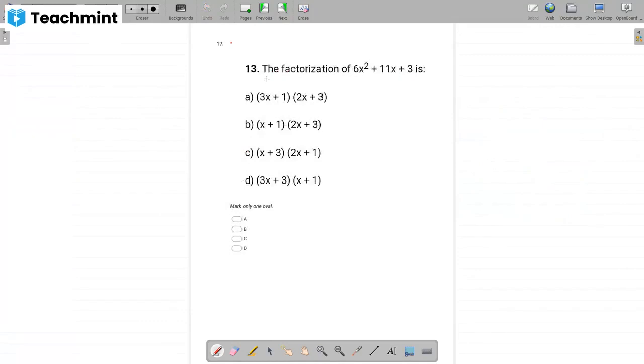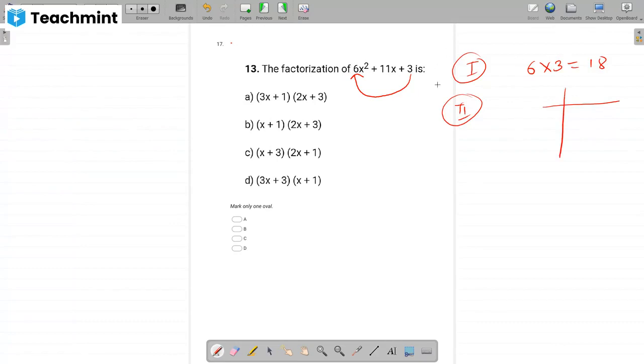Next is the factorization of this expression. We have to find the factors of this. There are specific steps. The first step is we'll multiply the constant term and the coefficient of x square. So when you multiply, you will get 18. First step is clear. If the coefficient of x square is 1, then we will simply get the constant only. But this is the general procedure to find the factors by the splitting the middle term method. So now we'll find all the factors of 18.